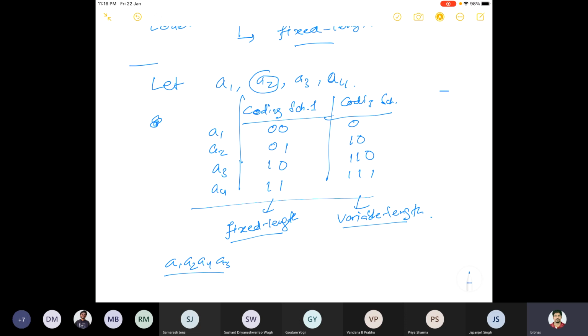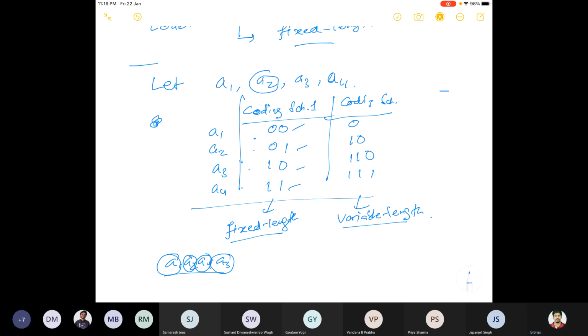Now suppose my channel can send 2 bits of data per unit time, per second. Then I can send A1, A2, A3, A4 one by one. I'll first send A1, then A2, then A4, and then A3. So I'll send 00, then 01, then 11, and then 10.